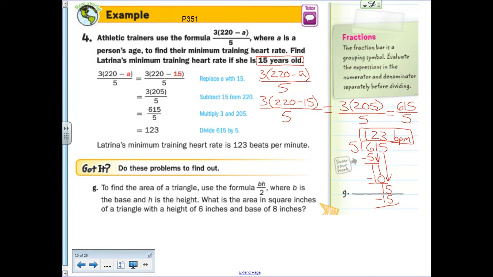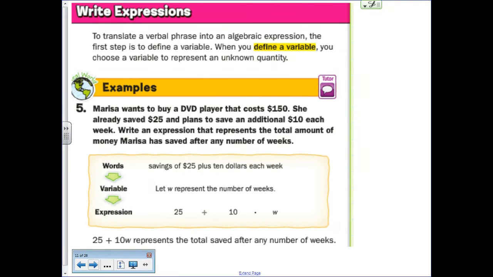Let's go ahead and take a look at the final example, example number 5. Before we do that, we have another vocabulary word that pops up that says define a variable. To translate a verbal phrase into an algebraic expression, the first step is to define a variable. When you define a variable, you choose a variable to represent an unknown quantity. As we go through word problems in this chapter and in the next, we will be doing this. We will be defining the variable. We will be asking ourselves, what are we trying to find? What is that missing number that we're going to use a variable to represent?